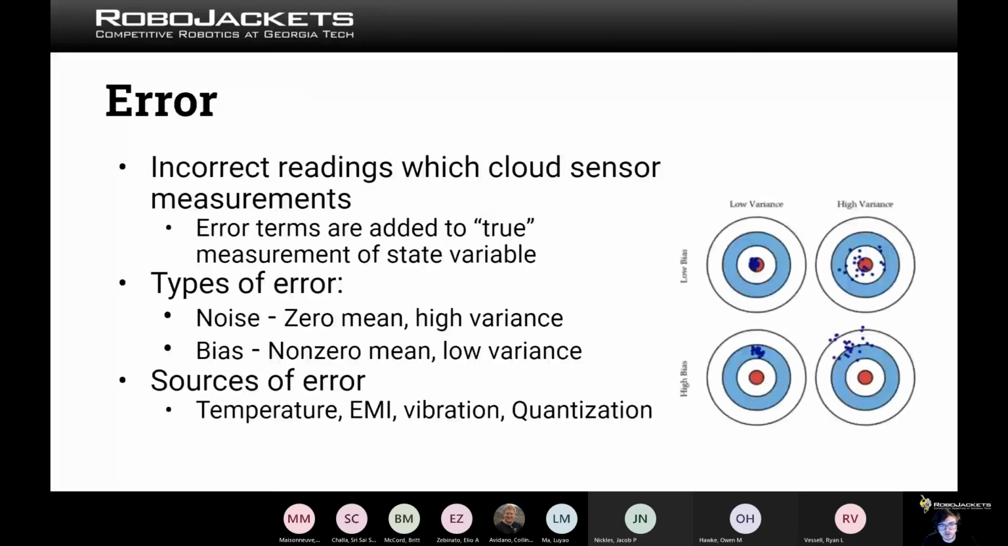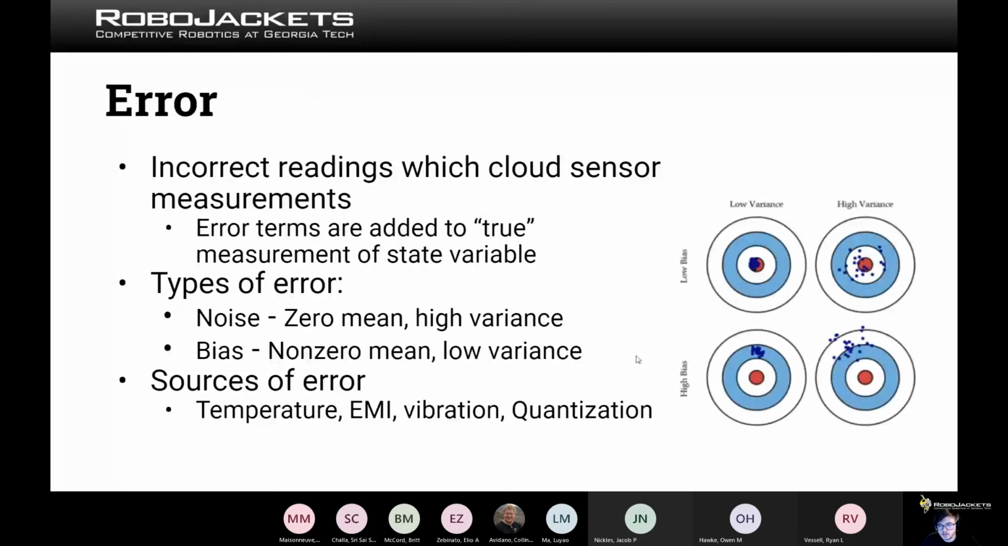So we often hear the term noise. There's actually a specific terminology for error between noise and bias. Noise is zero mean with high variance, so it averages out to be zero, but the values get pushed high and low. And then a bias is a non-zero mean, low variance. So what that would be is just like it's constantly shifted up, right?